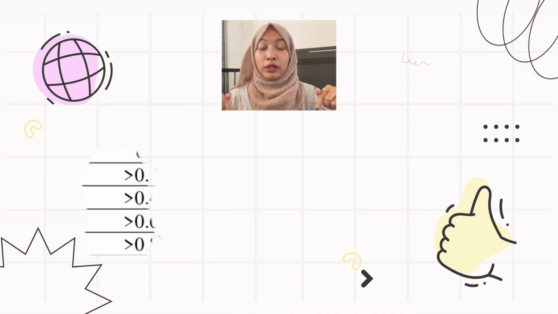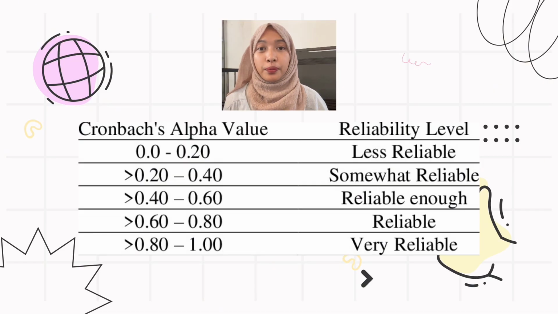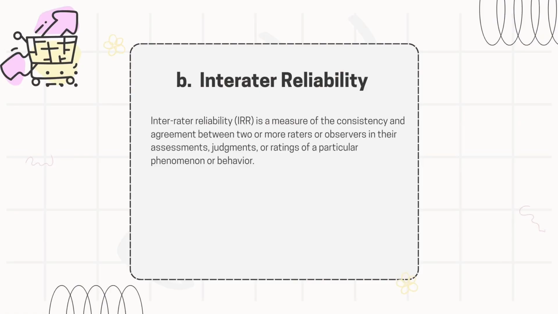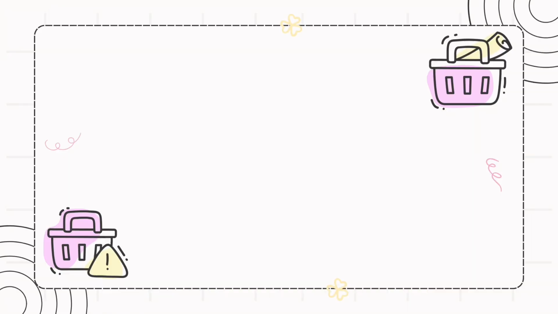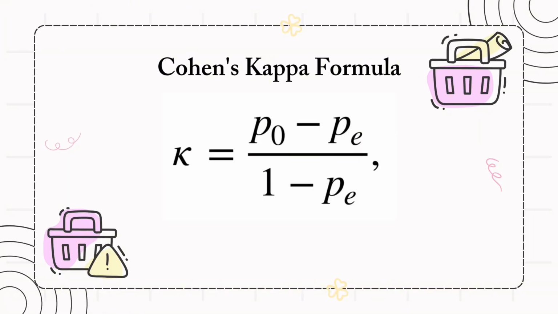You can take a look at the table below. This is the table of Cronbach alpha. Okay, Cronbach alpha values typically range from 0.00 to 1.0, with higher values indicating better reliability. Next, inter-rater reliability or IRR. It is a measure of the consistency and agreement between two or more raters or observers in their assessments, judgments, or ratings of a particular phenomenon or behavior. Inter-rater reliability can be recognized using a statistical method called Cohen's kappa.